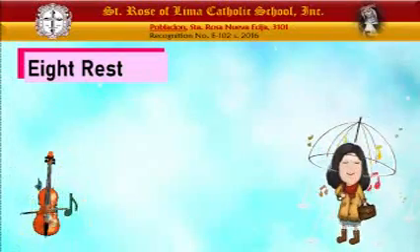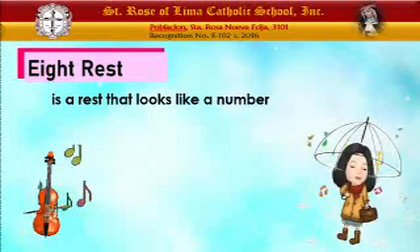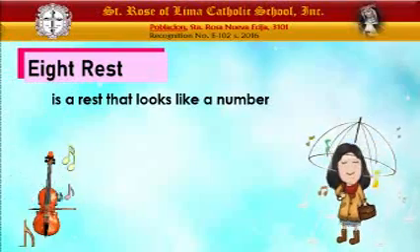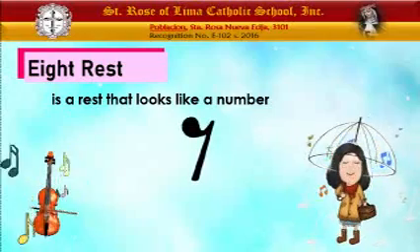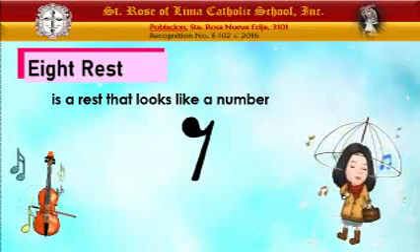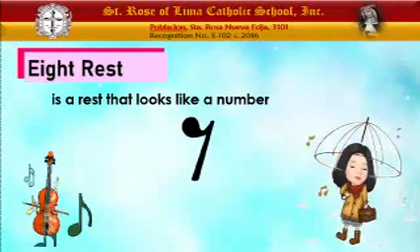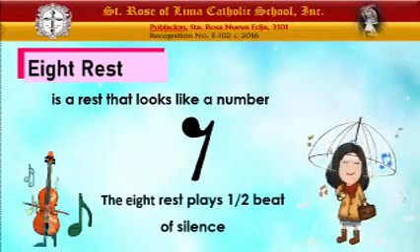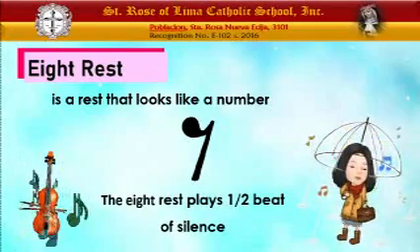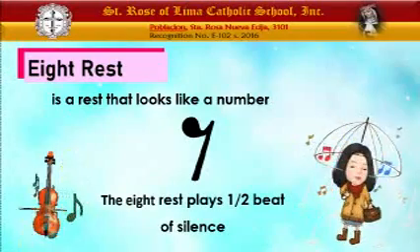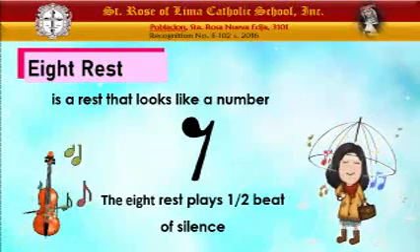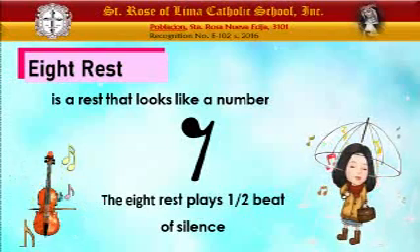Next is the eighth rest. The eighth rest is a rest that looks like a number, specifically the number 7, just like this. So this is the eighth rest. If you see this musical sign, it means this is the eighth rest. And the eighth rest plays 1/2 beat of silence. So those are the notes and rests.